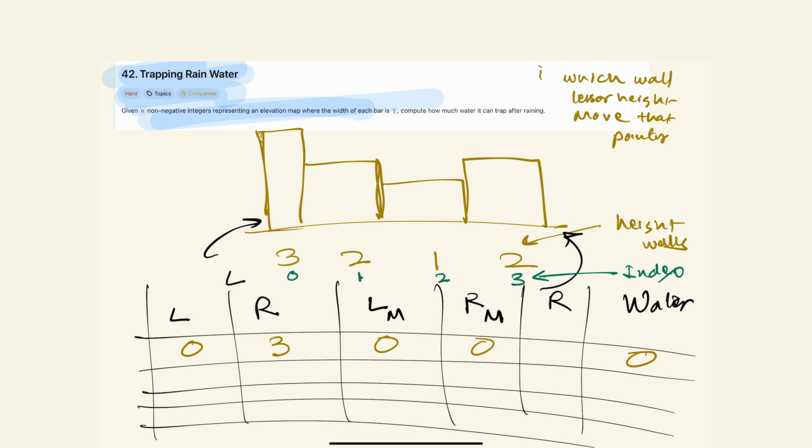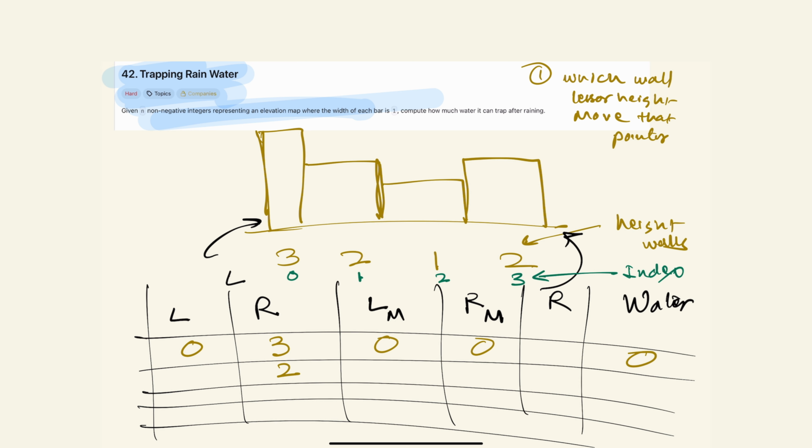This is the very first formula. Comparing with this one, this height is lesser. Now this is going to be lesser, so I'm going to move the right pointer. From 3 I'm going to decrease to 2.